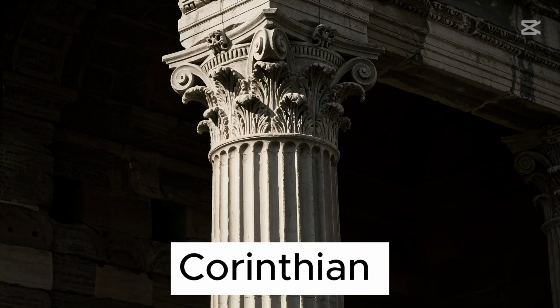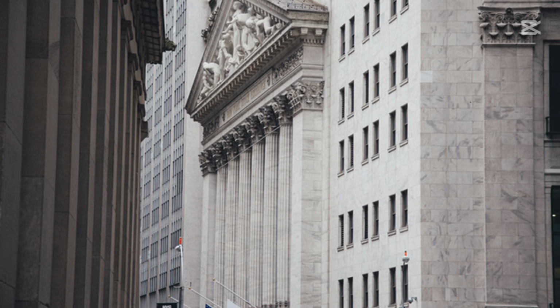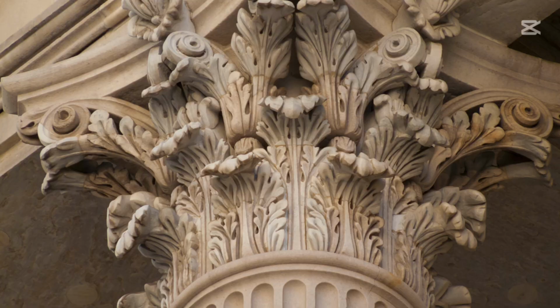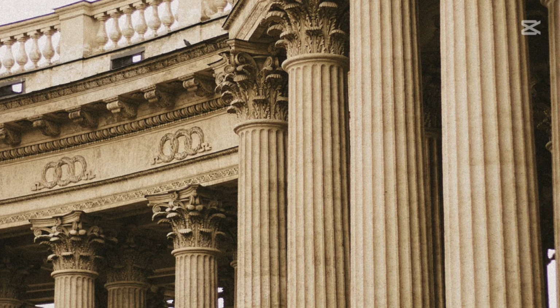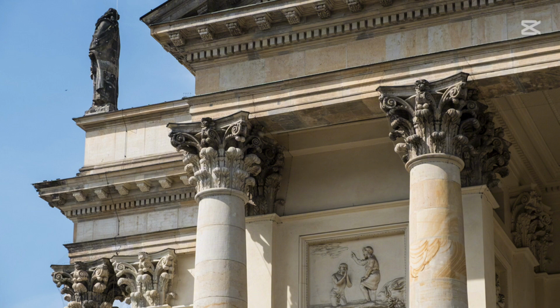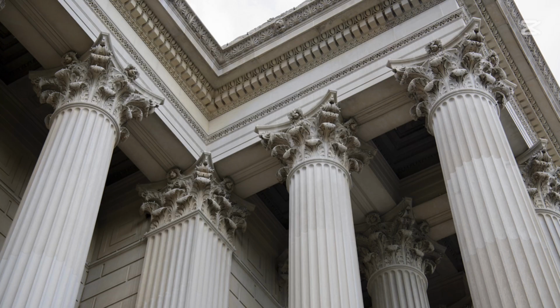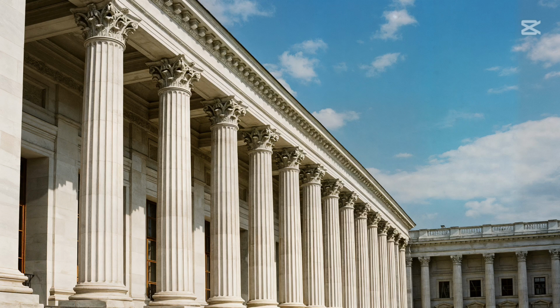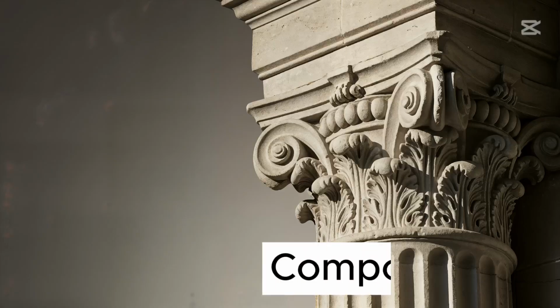Next up, we have the Corinthian, which is a very slender and fluted column with an elaborate capital covered in carved acanthus leaves. Now, the acanthus was a very common Mediterranean plant, but in architecture, it became a symbol of endurance, rebirth, and immortality.